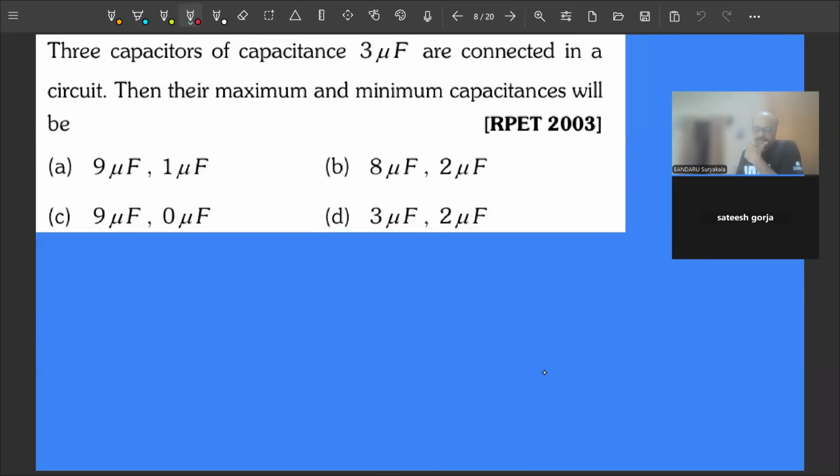Next, 3 capacitors of capacitance 3 microfarad. So all are identical capacitors. The maximum and minimum. Maximum means we should connect it in parallel. Minimum means we should connect it in series. Identical capacitors, parallel formula N times of C. So N is here, number of capacitors. This is N, this is C. So answer 3 into 3 microfarad, it becomes 9 microfarad. This is maximum.